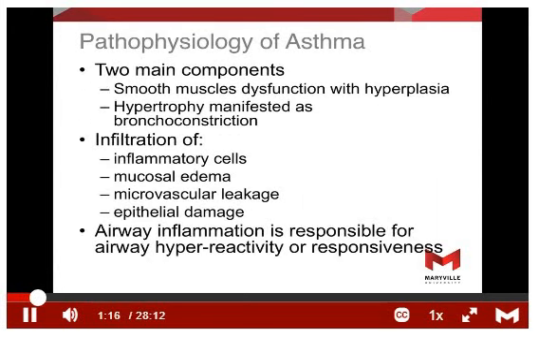The pathophysiology of asthma. So there's two main components. Smooth muscle dysfunction with hyperplasia and hypertrophy manifest as bronchospasms. Okay? And then infiltration of inflammatory cells, mucosal edema, microvascular leakage, and epithelial damage leads to airway inflammation in response to airway hyperreactivity and hyperresponsiveness. So that's where we get that many times you'll hear of asthma as being a reactive airway disease.